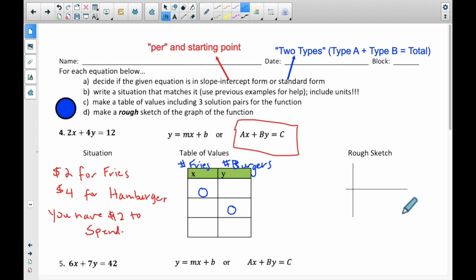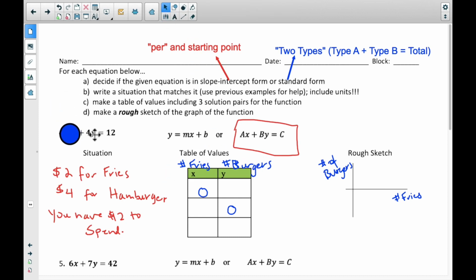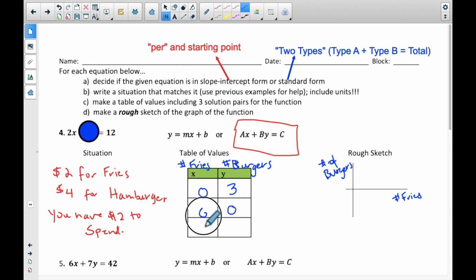And so our x-axis is the number of fries that we can buy, and the y-axis is the number of burgers that we can buy. All right, so we need to do the cover-up method and find out how many that is. If we cover up the x, we divide by 4, and 12 divided by 4 is 3. And if we cover up the y, we divide by 2, and 12 divided by 2 is 6.